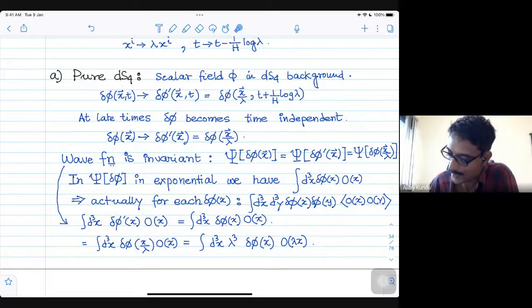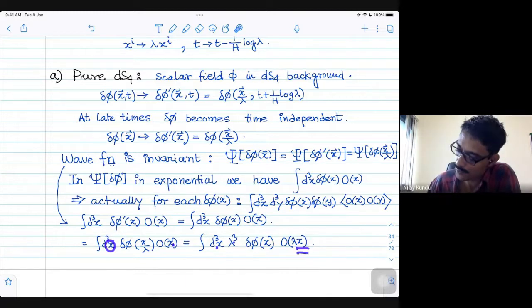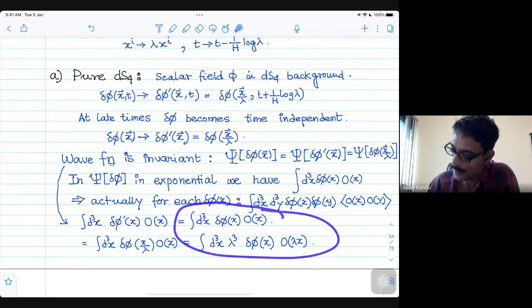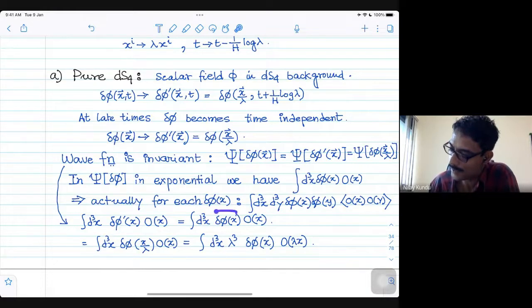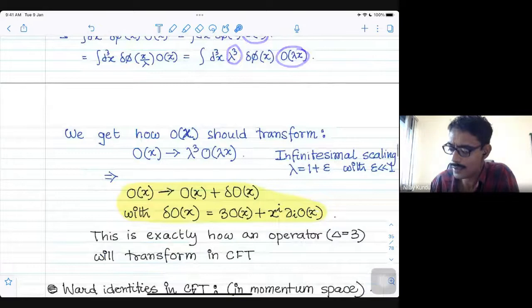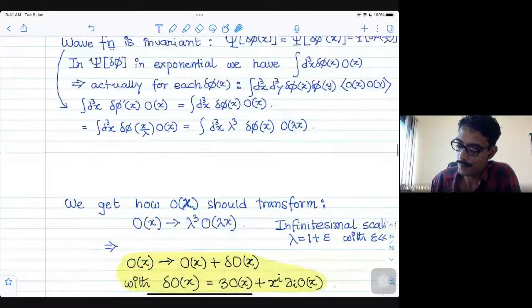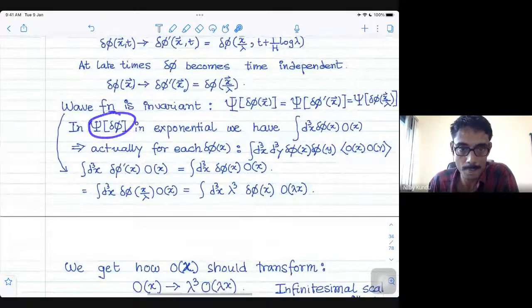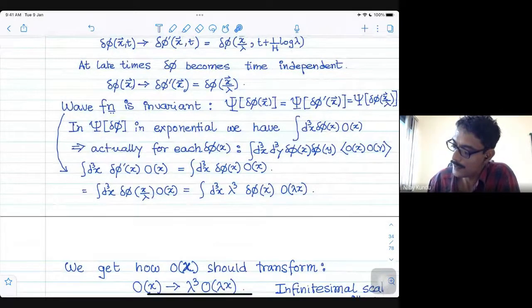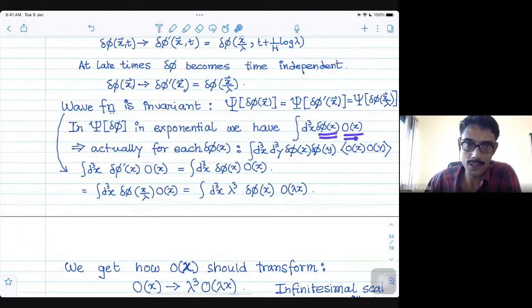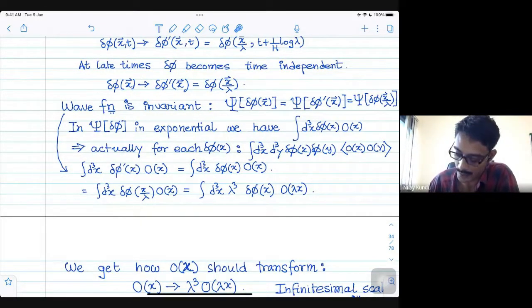So this x becomes lambda times x, and these two sides should be equated. Now you see I have delta phi, so I can clearly obtain from here that O(x) should transform to lambda to the power delta times O(lambda x). So this tells me how O should transform to keep the wave function invariant. And it was crucial that with each delta phi, there is an O in the exponential of the wave function.